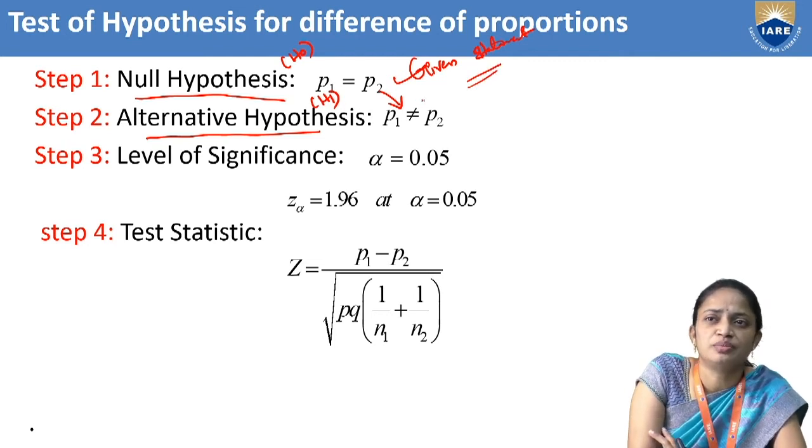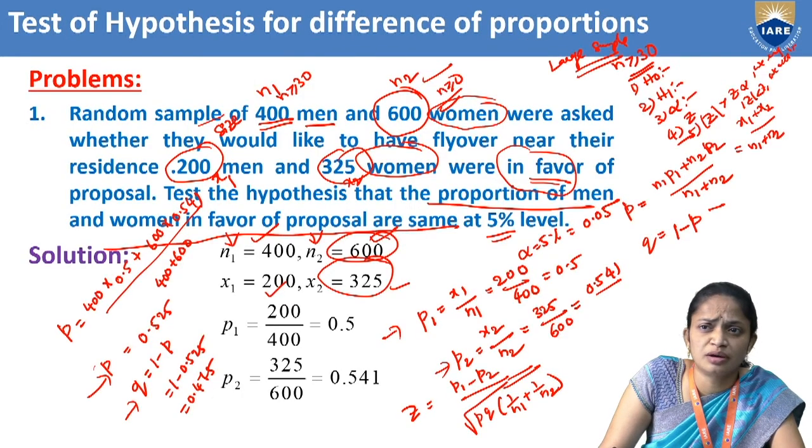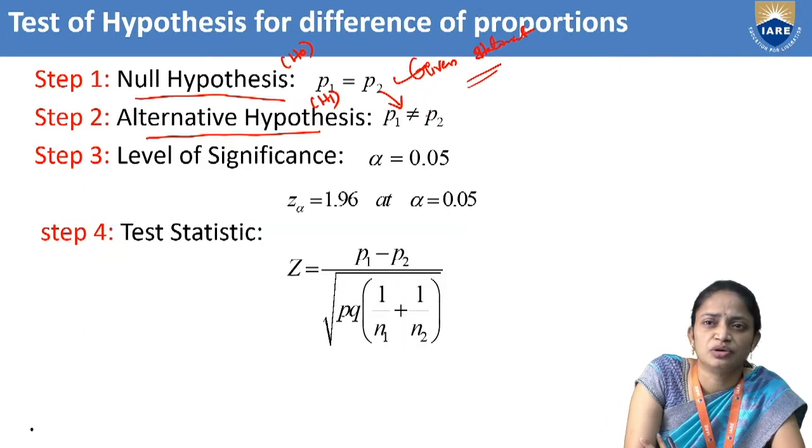So alternative hypothesis is nothing but opposite to the null hypothesis. That means P1 not equal to P2. Opposite to the null hypothesis means the proportion of men and women in favor of the proposal is not same. So alternative hypothesis is P1 not equal to P2. That means that is a two-tailed test.